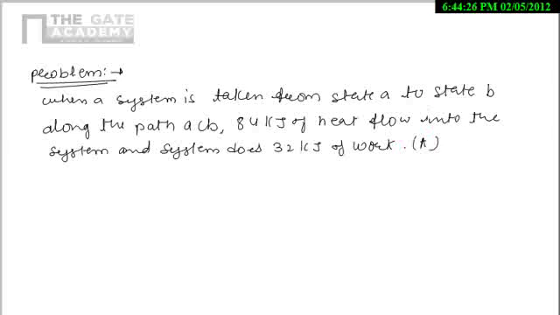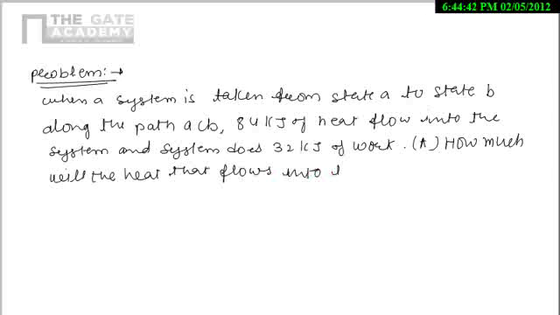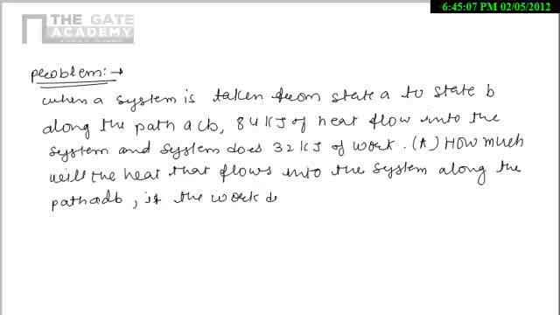So A, how much will the heat that flows into the system along the path ADB be, if the work done is 10.5 kilojoule?